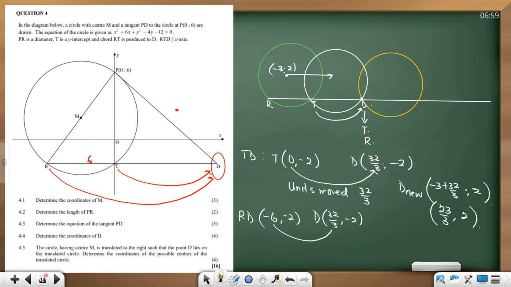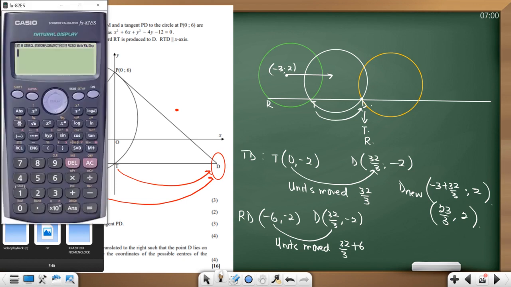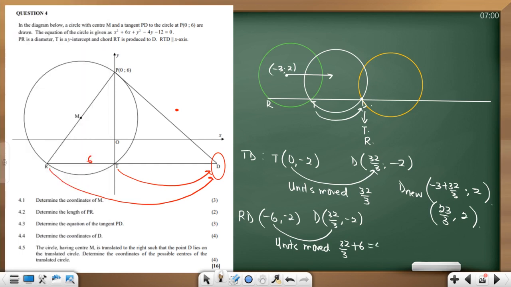So we have shifted this. How many units? Units moved to the right will be 32/3. It's always the right minus the left plus what? 6. And what will that be? You've got to just try to rewind to make sure you understand what we've done. 50/3. So we've moved 50/3 units. So our D new, those are the 2 new centers that we could have. It was -3. So -3 plus 50/3 and then 2.